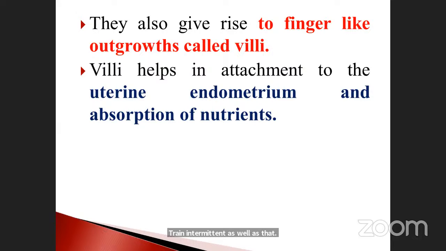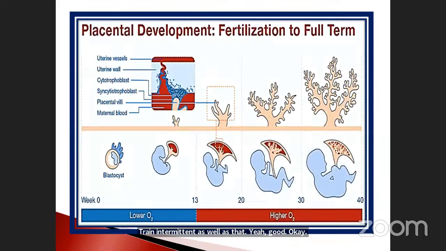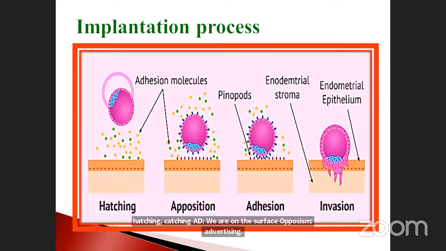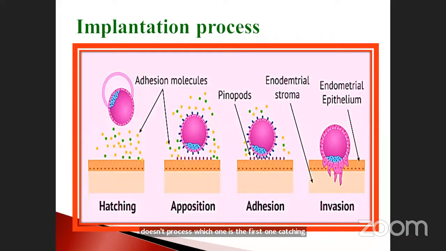Another one, which we already discussed. In the implantation process: catching, adhering on the surface, apposition, adhesion, and it also produces invasion. These are the processes of implantation: catching, apposition, adhesion, and invasion. This is very, very important. Sometimes they may ask the question: in the implantation process, which one is first? Catching, apposition, adhesion, and also invasion. This is very, very important.